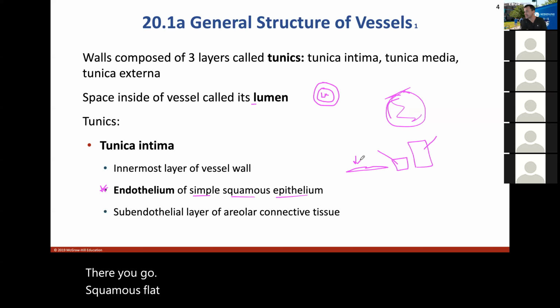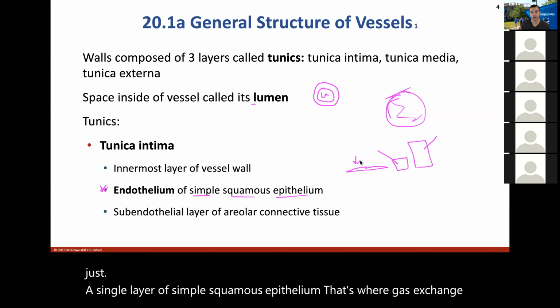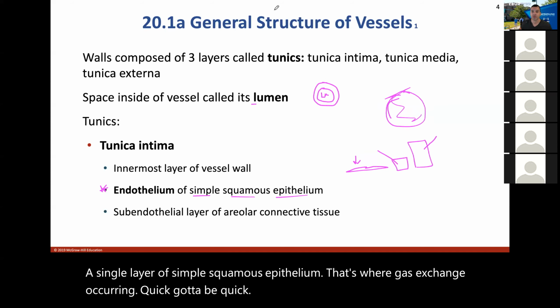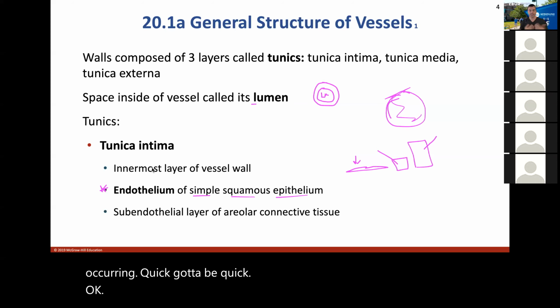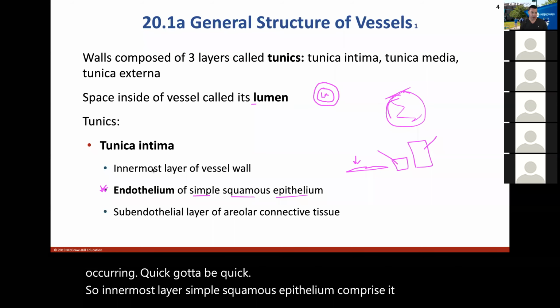So it would make sense that capillaries are really just a single layer of simple squamous epithelium. That's where gas exchange is occurring. Okay. So the innermost layer, simple squamous epithelium comprises it. It's referred to as endothelium.